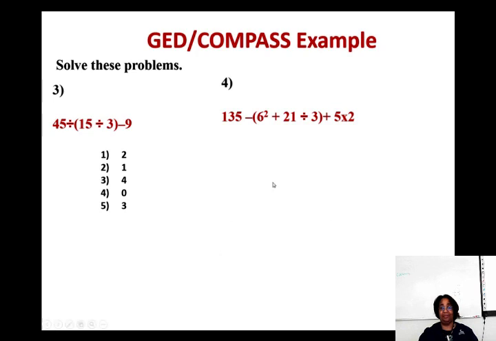Okay, let's go ahead and go to 4. That's 6 squared. So the problem is 135 minus, in parentheses, 6 to the second power, or 6 squared, plus 21 divided by 3, and all that's in parentheses. And then we have 5 times 2.